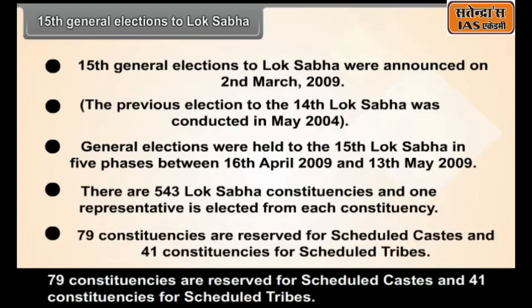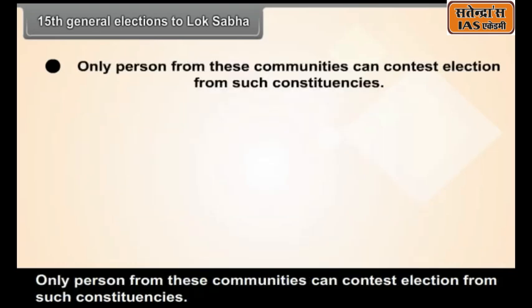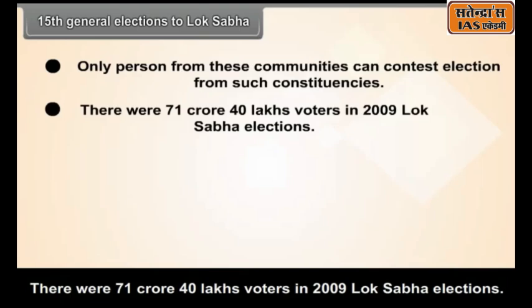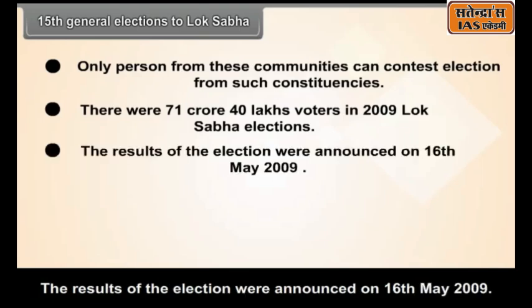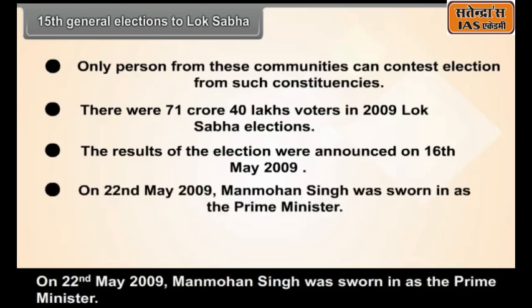79 constituencies are reserved for scheduled castes and 41 constituencies for scheduled tribes. Only persons from these communities can contest election from such constituencies. There were 71 crore 40 lakh voters in 2009 Lok Sabha elections. The results of the election were announced on 16th May 2009. On 22nd May 2009, Manmohan Singh was sworn in as the Prime Minister.